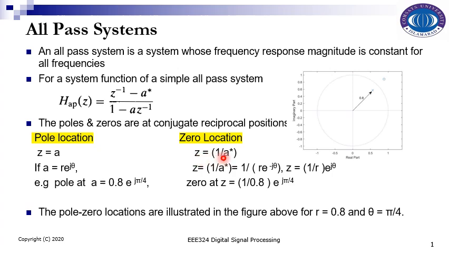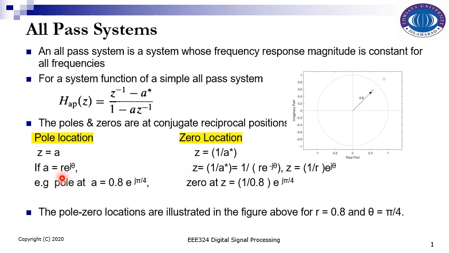The zero is at 1 over a conjugate, because if we put 1 over a star in place of z inverse, the z inverse term becomes a star, and a star minus a star is 0. So this is the form that all-pass systems have. If there is a pole at a, there will be a zero at 1 over a star, and this is called a conjugate reciprocal position.